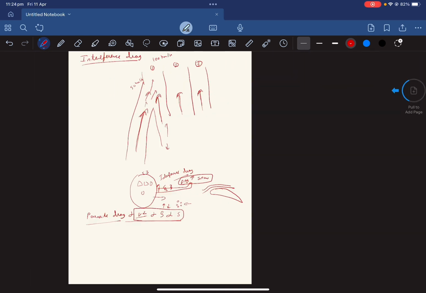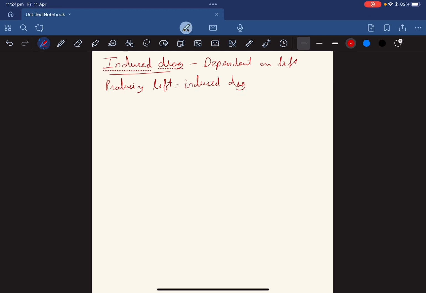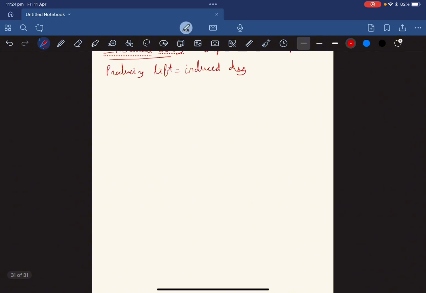Let's discuss the second type of drag, which is induced drag. I hope you remember what I told you in the beginning of the video, that it is dependent on lift. So whenever your aircraft is producing lift, you're gonna produce induced drag too. Alright, so what exactly is induced drag? I'm gonna tell you. As we discussed previously about wake turbulence, do you remember what wake turbulence is?